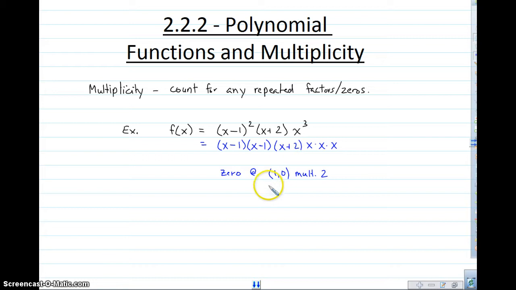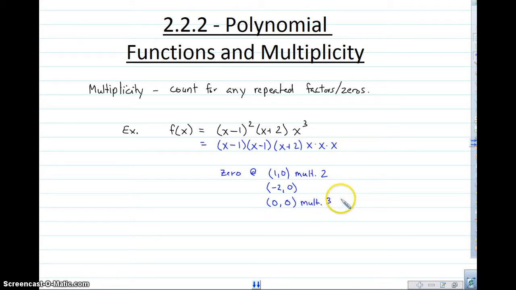With the negative 2, there is a zero at (negative 2, 0). But that has a single multiplicity, and so if we don't write multiplicity, it's assumed that it just occurs once. So you don't really need to write multiplicity next to that one. And then for our final portion here, we have 3 x's. So that means that if we plug in 0, we'll also have another zero to this polynomial. But this would be multiplicity 3 now.